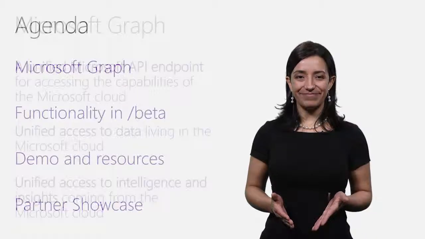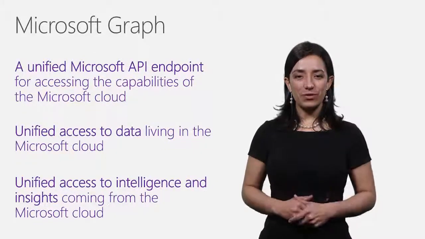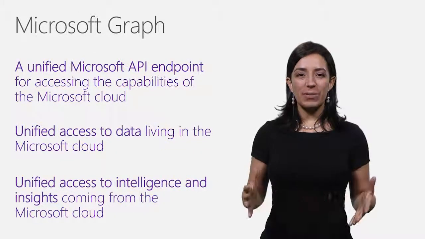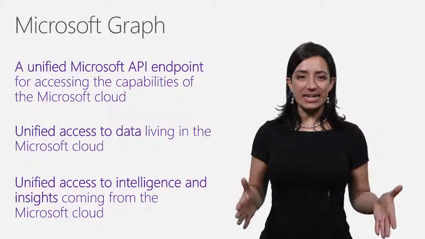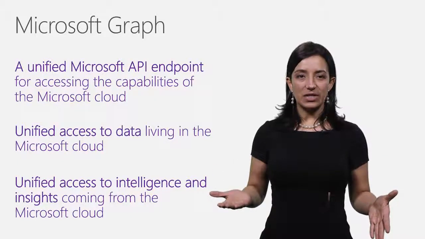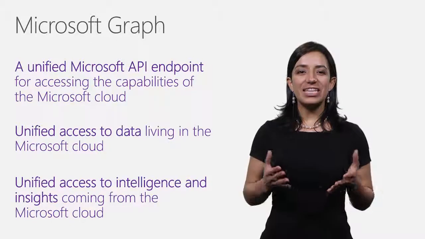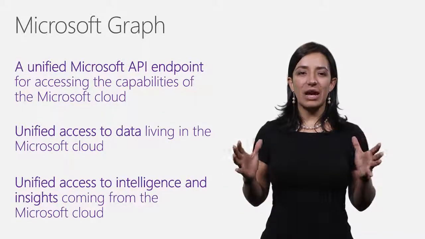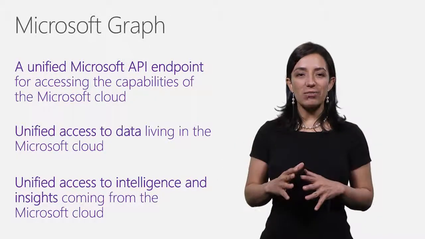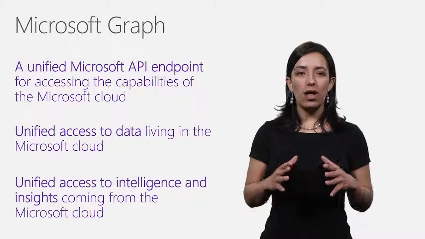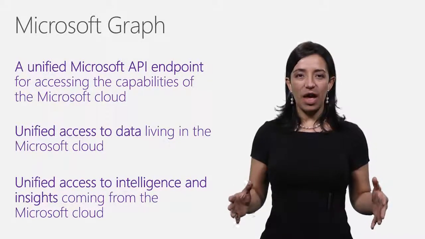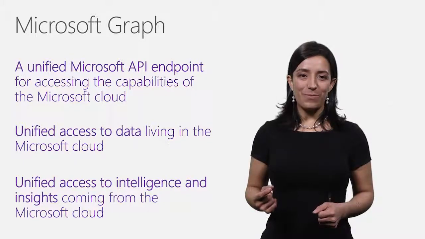The Microsoft Graph offers developers a unified API endpoint for accessing data and intelligence and insights coming from the Microsoft Cloud. In other words, it exposes intelligent insights that Microsoft builds in the cloud by bringing together smart machine learning algorithms and a wealth of data and user behavior, all under a single API endpoint.